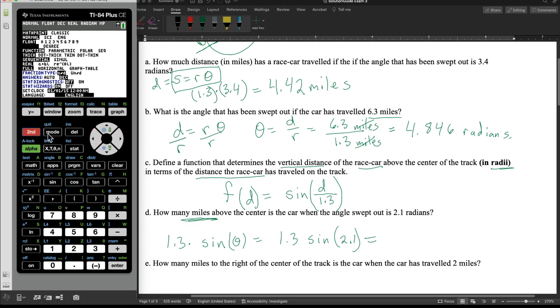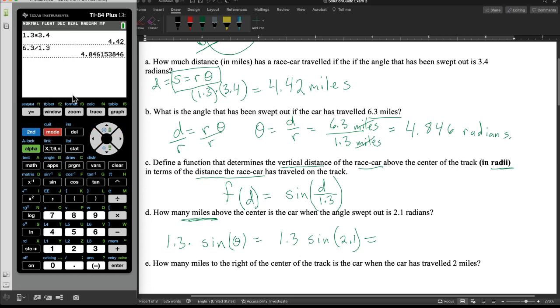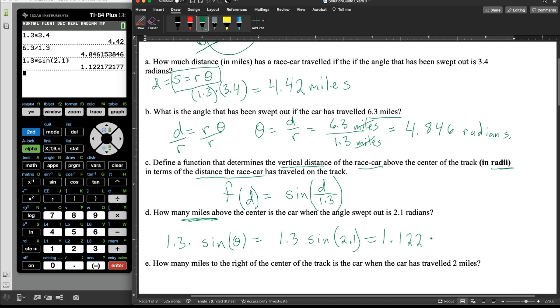I do second mode again, which gives us the quit, brings us back here. So it's just 1.3 times the sine of 2.1, and I'm in radian mode. Okay, so there's our answer there. It is 1.122. If you go out that far, it's 7, rounded that one up. Okay.